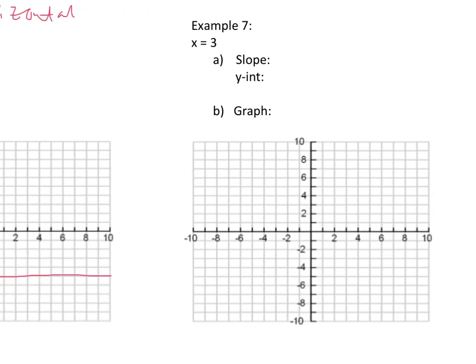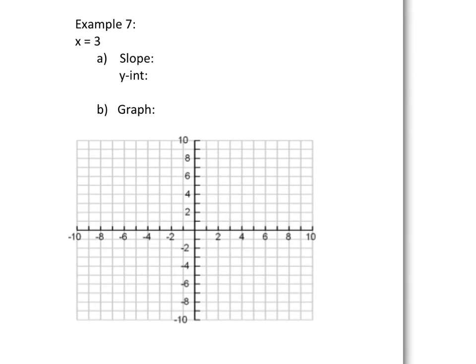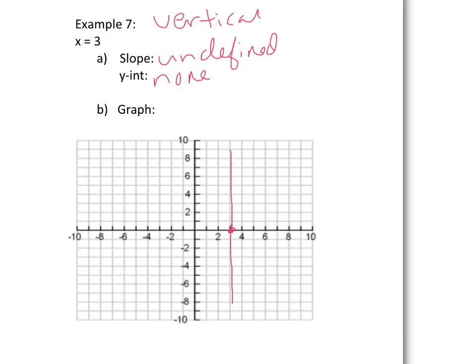Now if you try the next one, since it's x equals, it's only going to intersect the x-axis, which makes it vertical. Which means the slope is undefined, and the y-intercept is none. So if we graph it, we find 3 on the x-axis, and we graph our vertical line. So special cases with vertical and horizontal lines. And this is lesson 1.2, video 4.